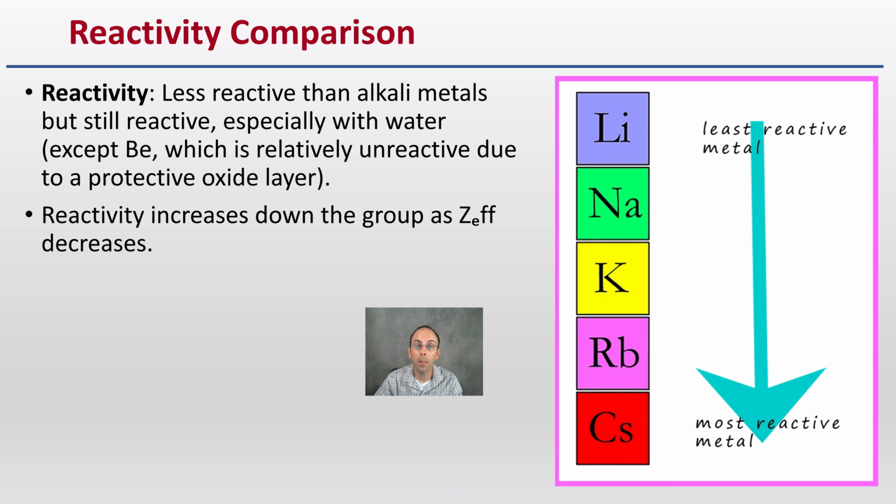This same thing can be said for our alkali metals, this same thing for the ones we're talking about here, the alkaline earth metals. But in comparison, those alkali metals are going to be the most reactive, but still we see this same pattern that repeats itself. Least reactive at the top, most reactive at the bottom. Beryllium is an exception for alkaline earth metals. That one is relatively unreactive due to the oxide layer that it does produce.